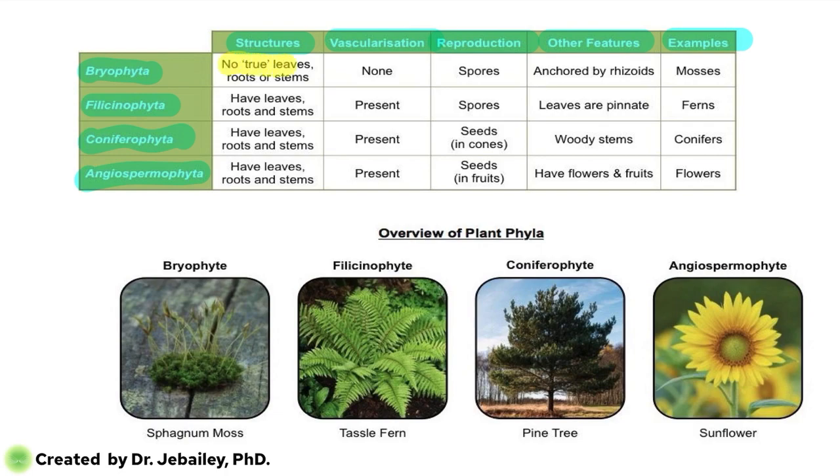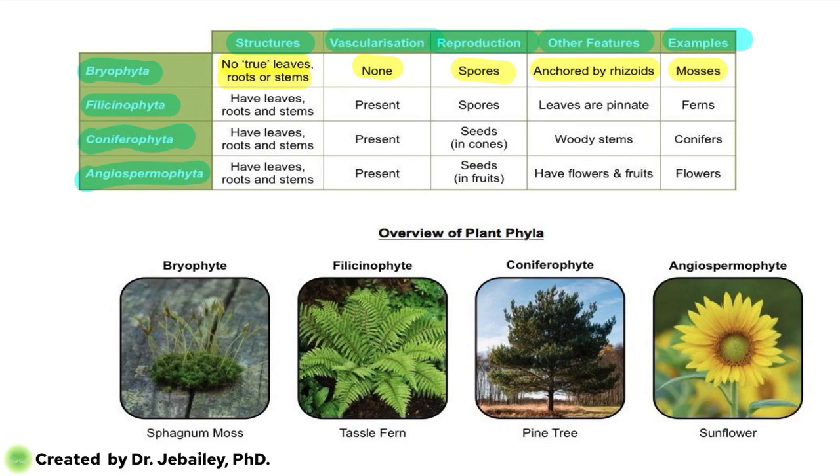Bryophytes, they don't have leaves, right? Not even roots or stem, which means they don't have any kind of tube, like the xylem and the phloem, taking the food up or the water up. They only have spores as reproduction. They are anchored by rhizoids, which is kind of like a fungus coming out, and these are mosses.